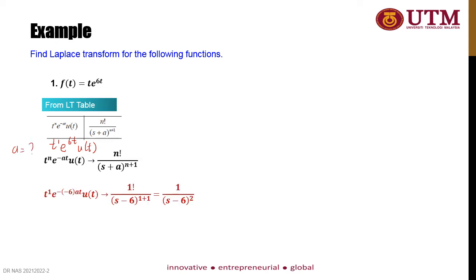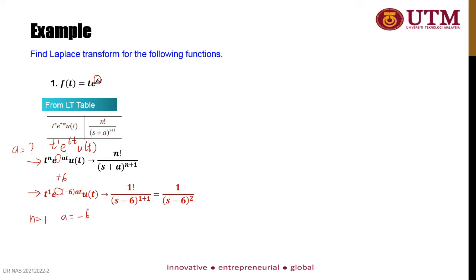So comparing the equation from the table with the one you have, n equal to 1. Your A is negative. To get positive 6, this is positive 6, from the equation it is negative, so your A will be negative 6.